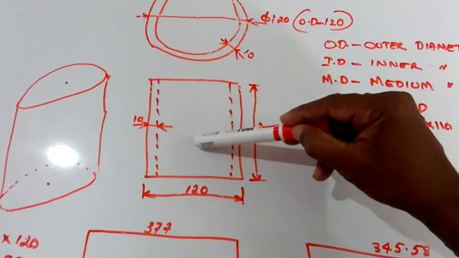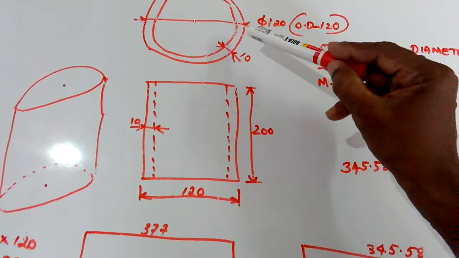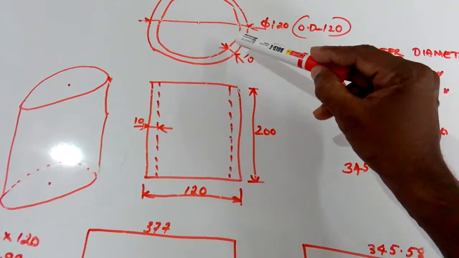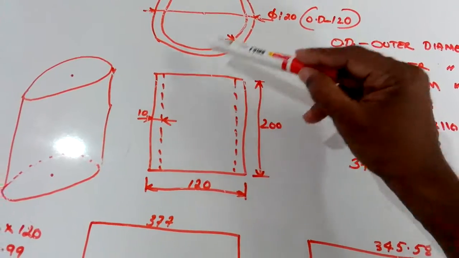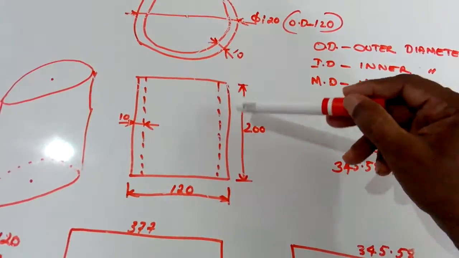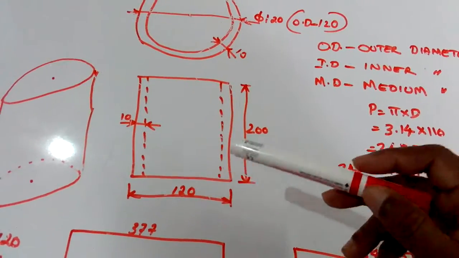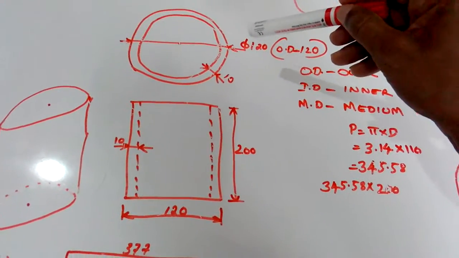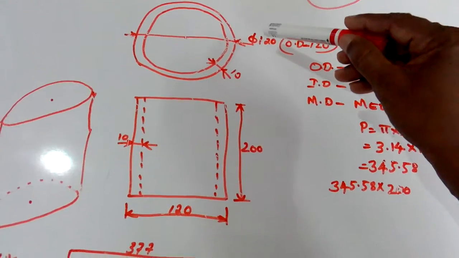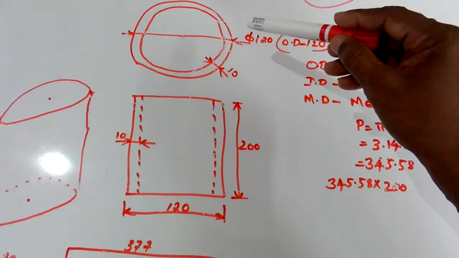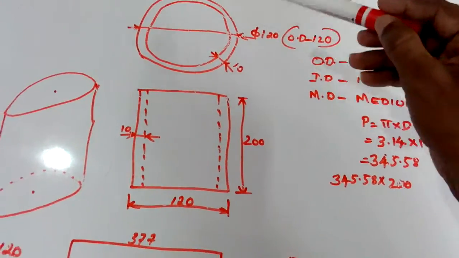These two are the same job, but there was no need for me to indicate the same measurement in plan and elevation. But I did it to teach you. I had to teach you, so I did it. Here also I have indicated the 120 measurement twice. No need for me to write it twice. Next time I won't do it.